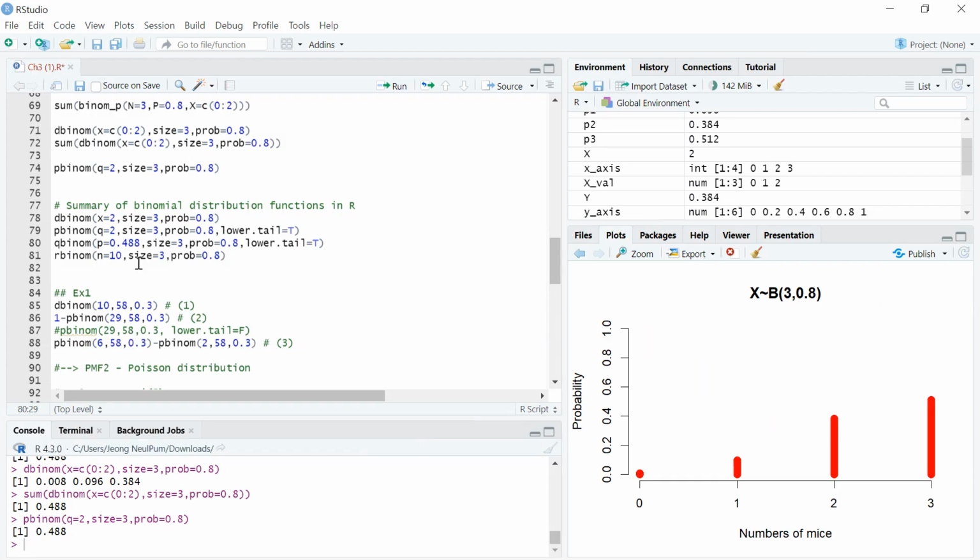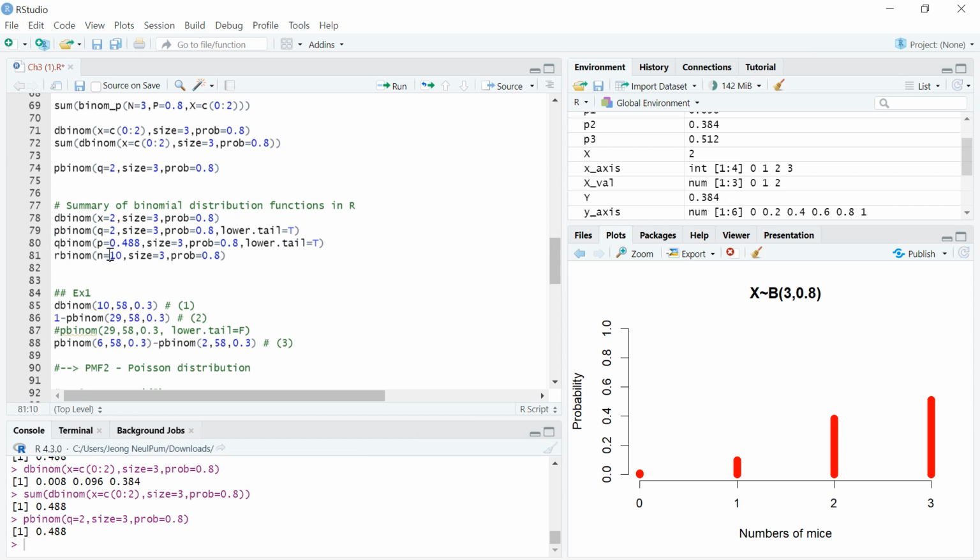So because we are usually dealing with the CDF value, which is the probability when our x is less than or equal to our target value, we usually use the lower tail option as true. So this is how we use the p-binom function here. And let's say that we want to get the quantile value from the binomial distribution. In that case, we also use the lower tail option as true with the q-binom function.